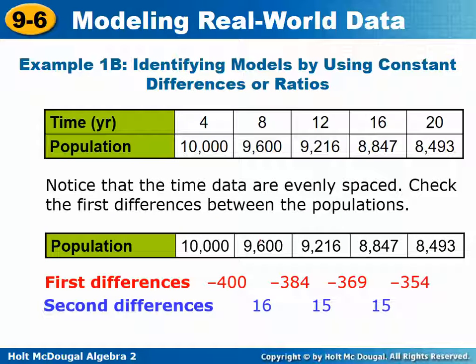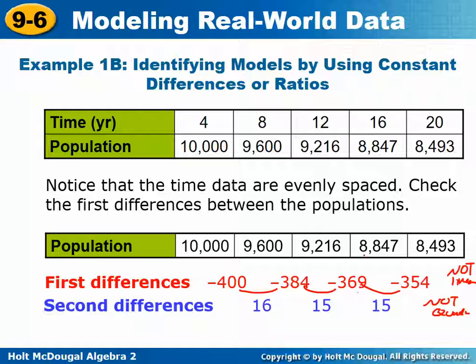And here's what we get for the first differences. Negative 400, negative 384, negative 369, they're not the same. When we check the second differences, that's when you subtract these two from each other, they're also not the same. So if the first differences are not the same, it's not linear. If the second differences are not the same, then it's not quadratic.